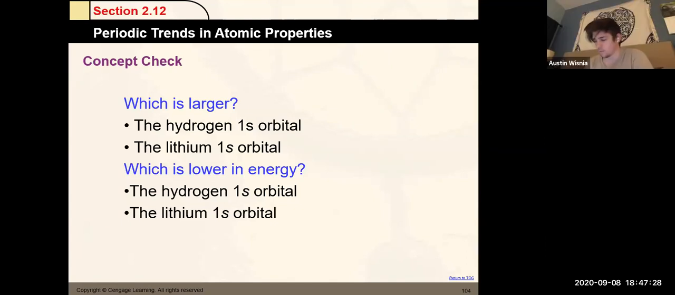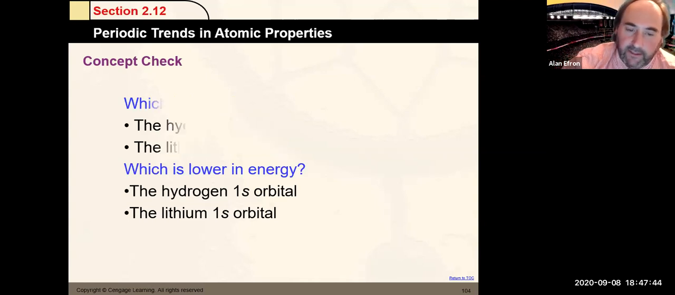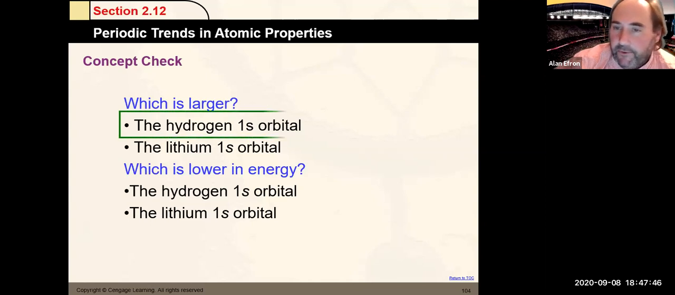Is it the lithium 1s orbital for both? Almost. It's 50% right. So let's see which one that one is right for. Let's start with the first one. So which one is larger? Is it the hydrogen 1s or the lithium 1s? It is actually the hydrogen 1s orbital.